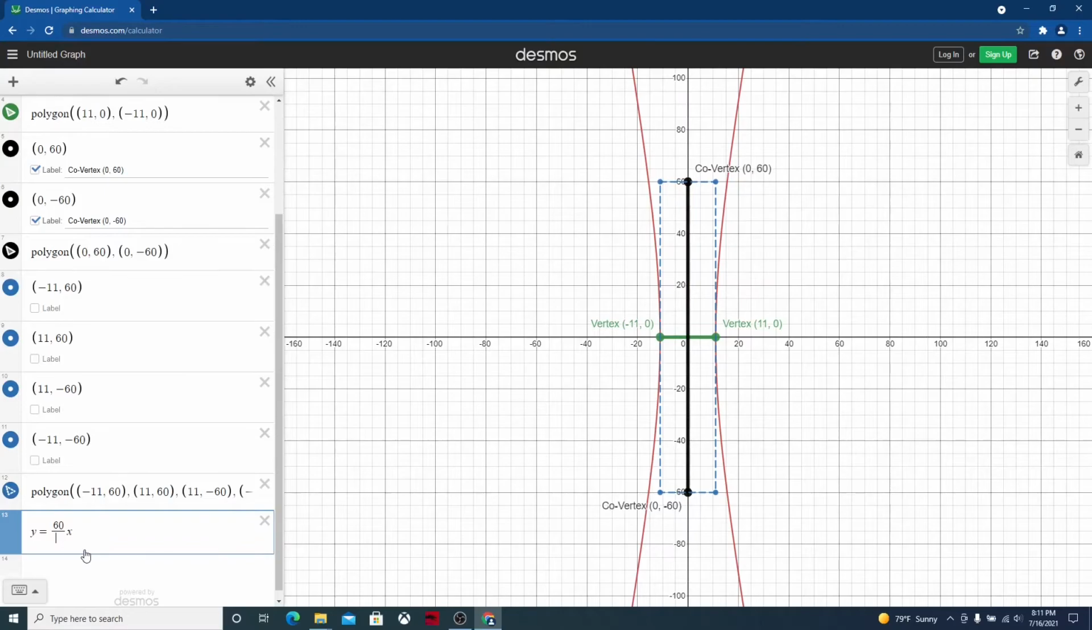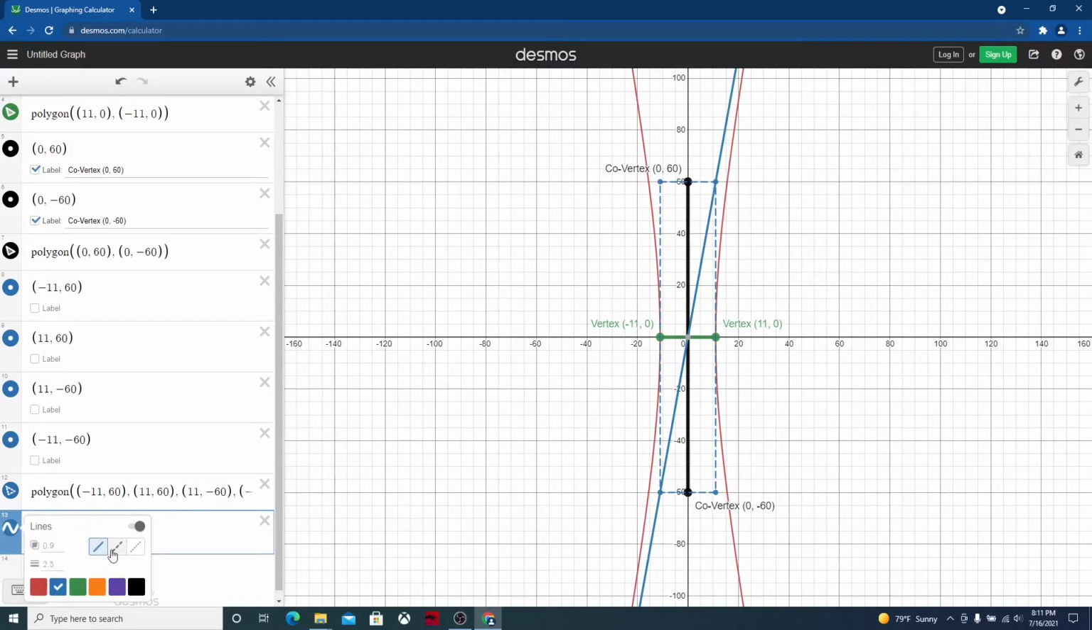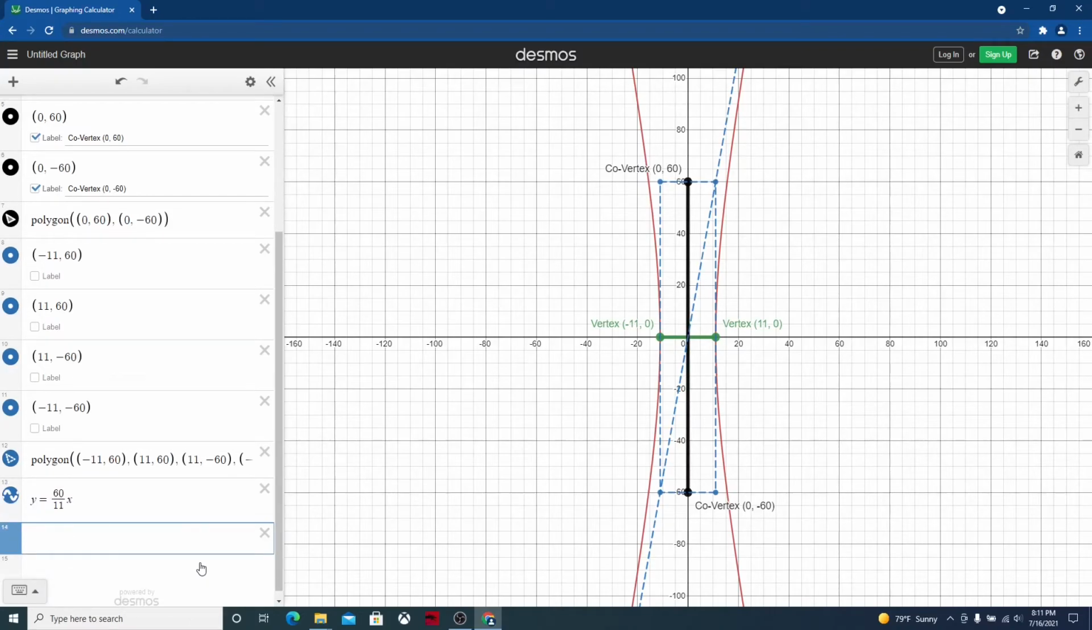So 60 over 11. And bingo, notice how that line goes through the upper right corner and the lower left corner of our box. Okay, and then I'm going to change its color to blue to match the box. And I'm going to make it dashed because it's not actually part of the hyperbola, but it is something that shows control of the hyperbola. The hyperbola will never cross that straight line. Now, to get the other asymptote, there are always two asymptotes to hyperbolas, we're going to copy the asymptote that we just drew.